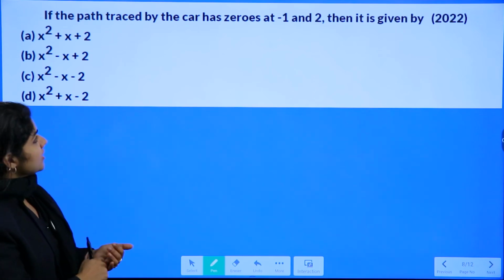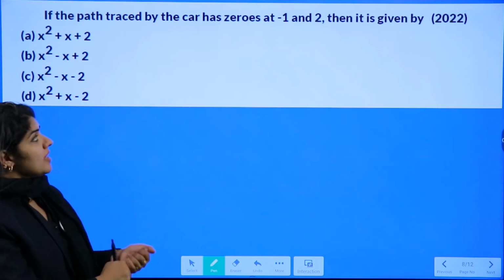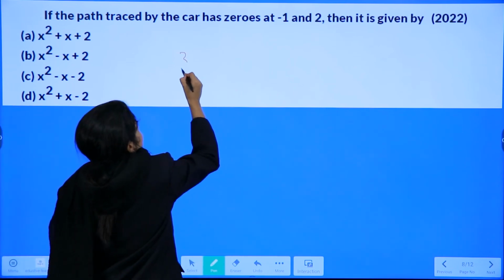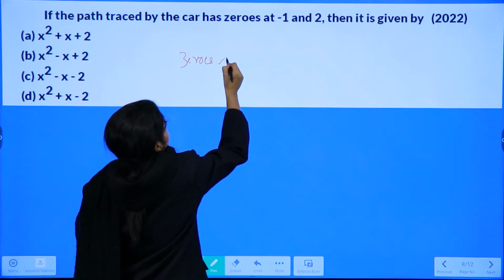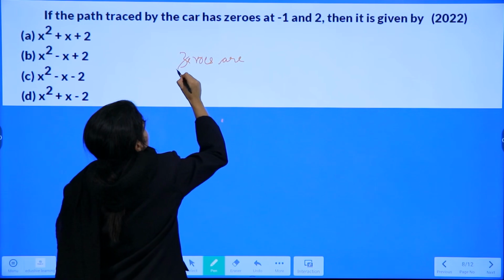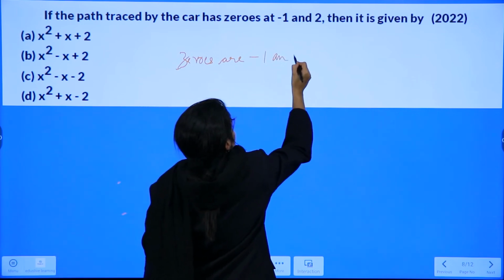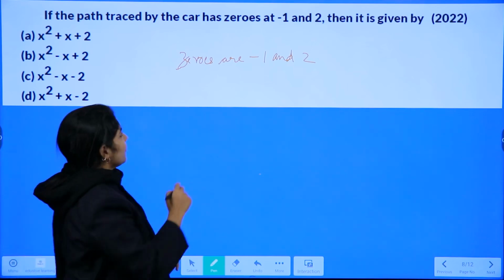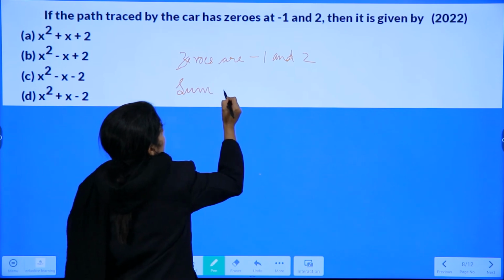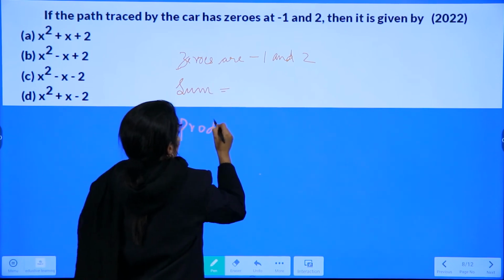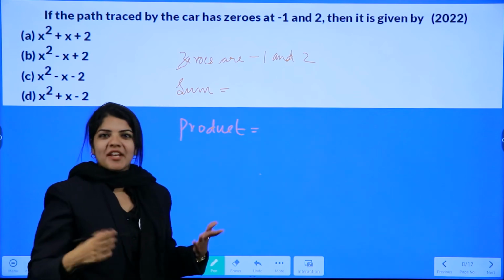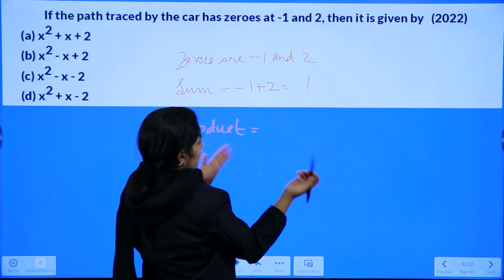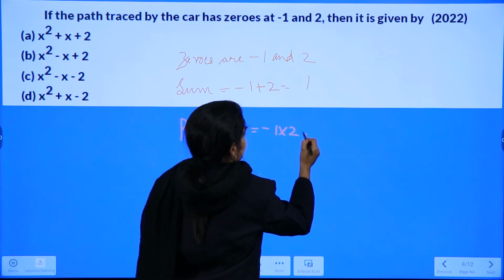If the path traced by the car has zeros at minus 1 and 2. So it is given in the question, the zeros are minus 1 and 2. If we know the zeros, we can find the value of the sum and product of the zeros. So, first find the sum. The zeros are minus 1 and 2. So, sum will be minus 1 plus 2, which is 1. And product will be minus 1 into 2, which is minus 2.